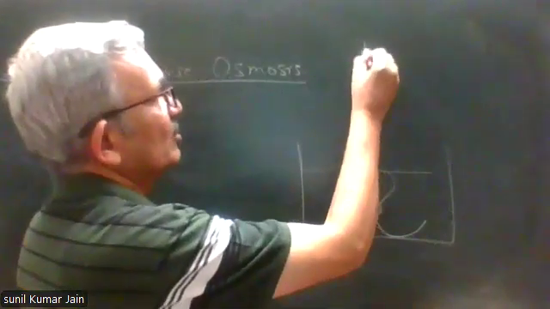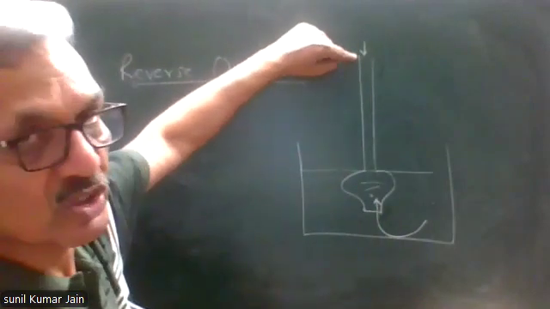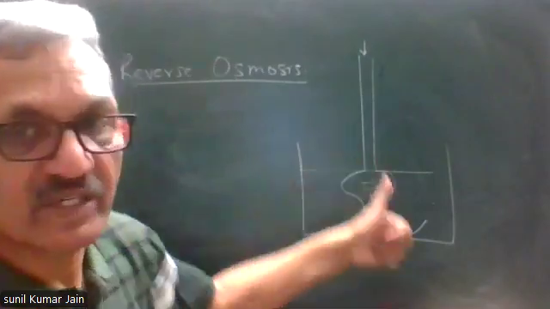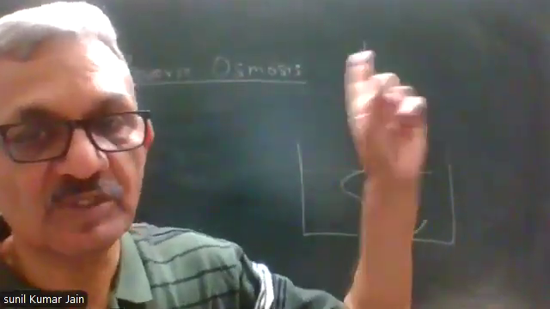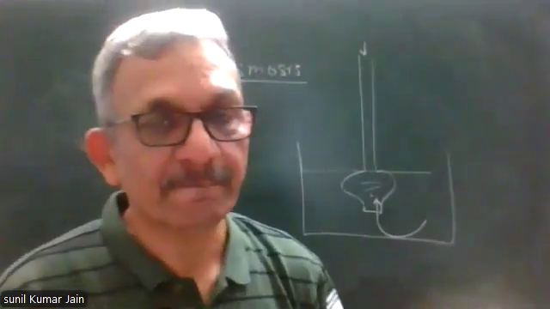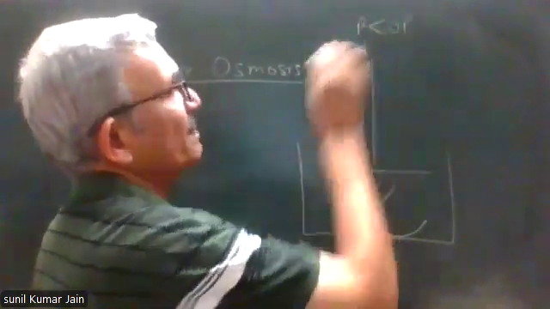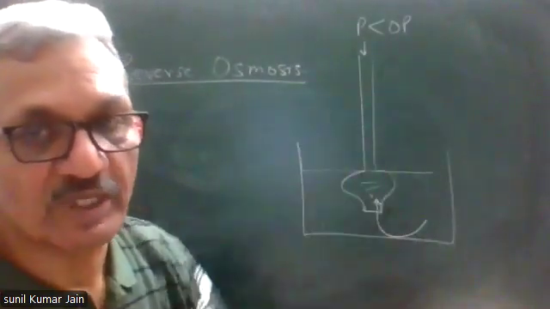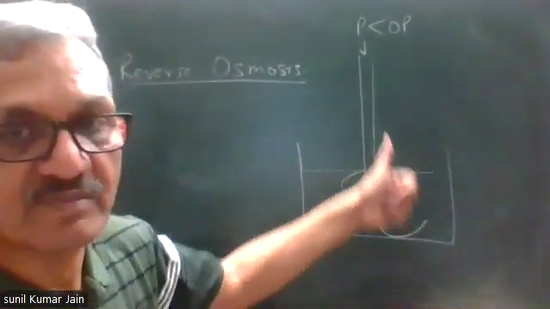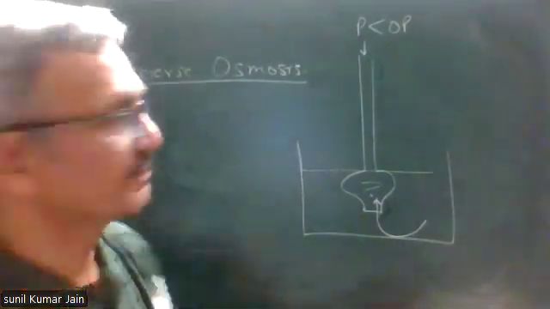Now, to stop the process of osmosis, I explained we apply some pressure on the solution so that the entry of solvent just stops. For that, how much pressure we apply, that is osmotic pressure. Now listen carefully. If pressure applied on the solution is less than osmotic pressure, then some water, some solvent will enter. It means osmosis will still take place.